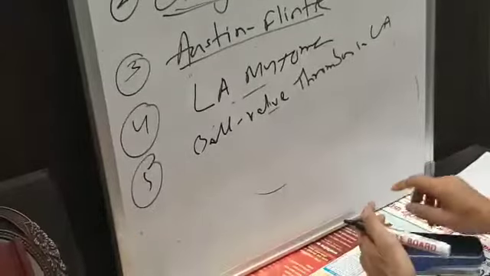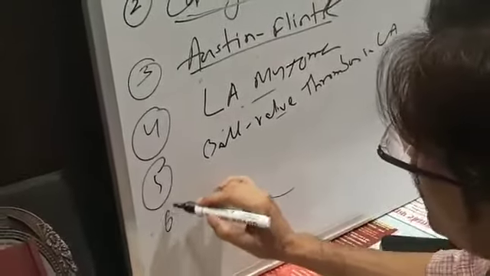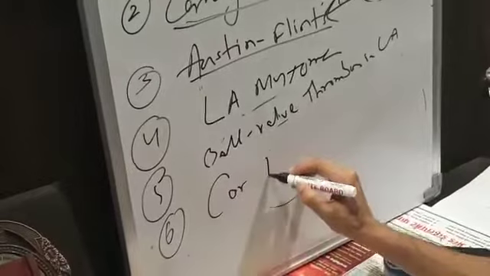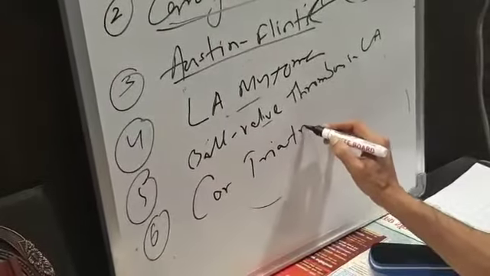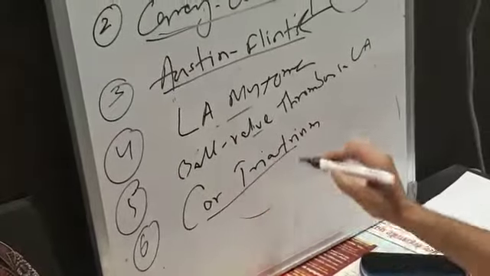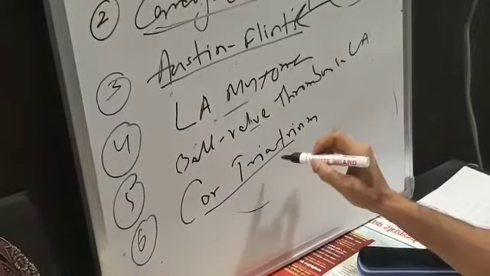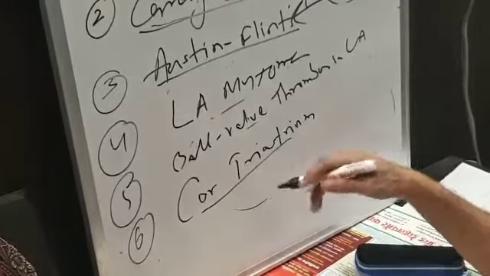Next condition is cor triatrium. This is a congenital anomaly, can be seen sometimes in adults, rarely, and they present in later life.